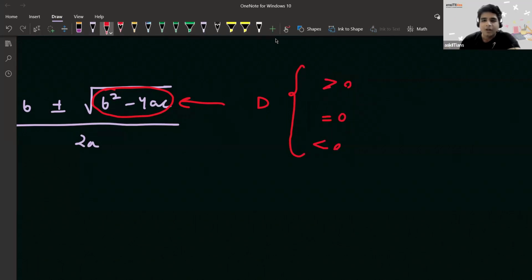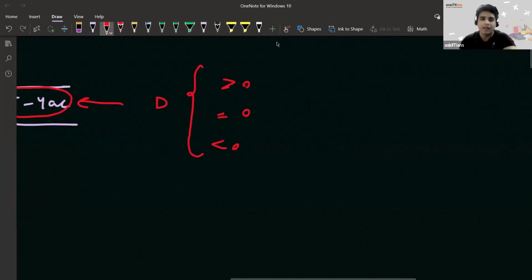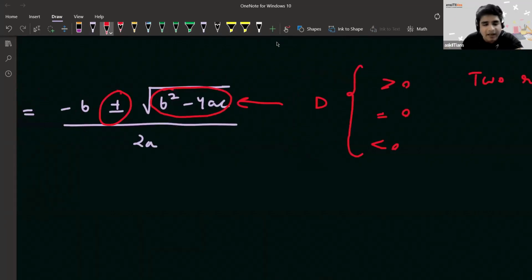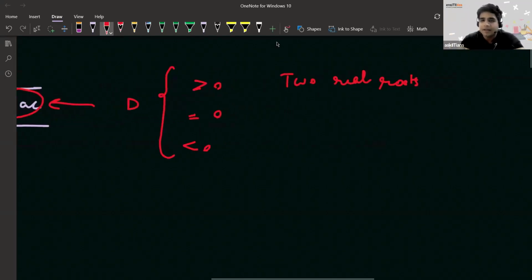So what happens when discriminant is greater than 0, everyone? What is going to happen? Can anyone tell me? We will have two real roots, because there is plus and minus over here. So you'll get two different values. The first will be minus b plus root of discriminant, and the other will be minus b minus root of discriminant. So there will be two real values, right?